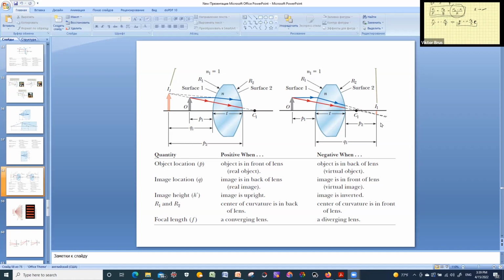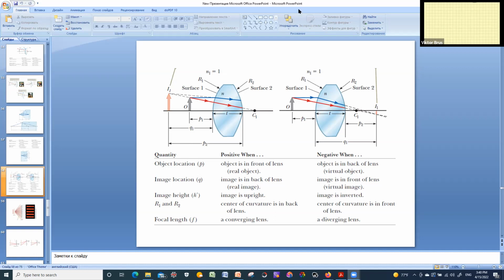So let us write equations for the first and second curvatures, and then our next step will be to take into account that the image of the first surface works as the object for the second surface, in order to get the equation for the whole lens as one optical system.